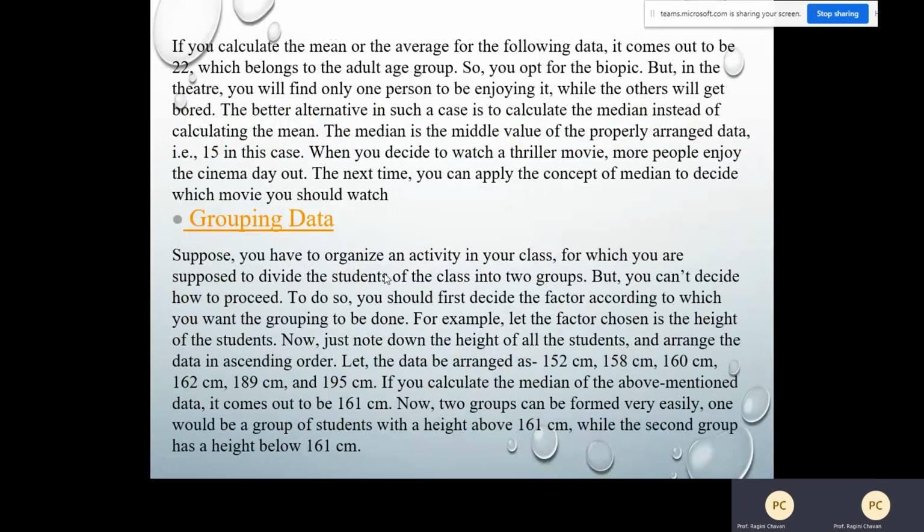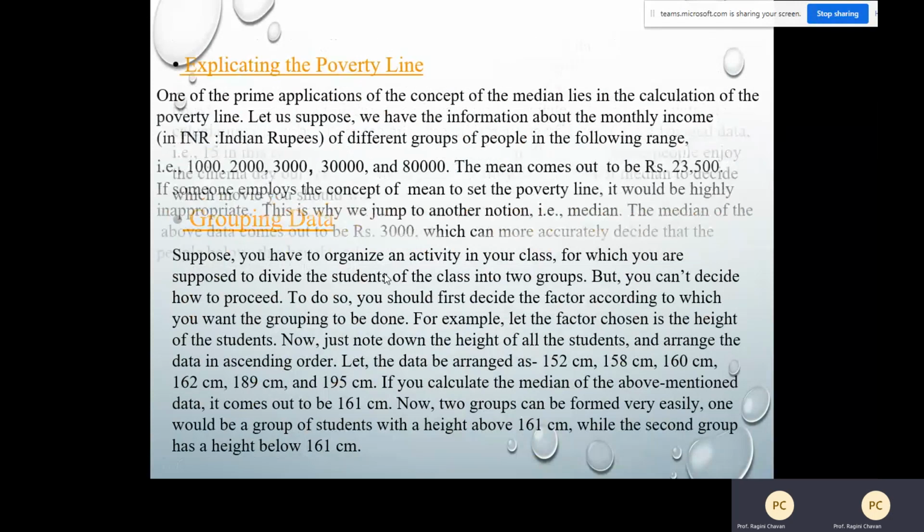Let the data be arranged as 152 centimeter, 158, 160, 162, 189 and 195 centimeter. If you calculate the median of the above mentioned data, it comes out to be 161 centimeter. Now two groups can be formed very easily. One would be a group of students with height above 161 centimeter, while the second group has a height below 161 centimeter.